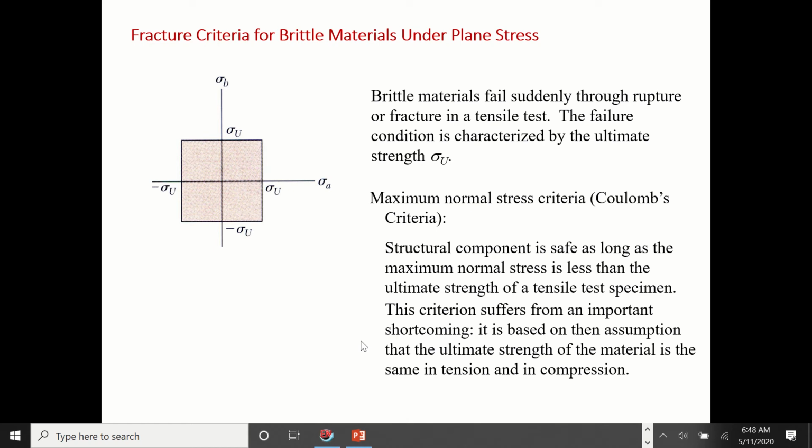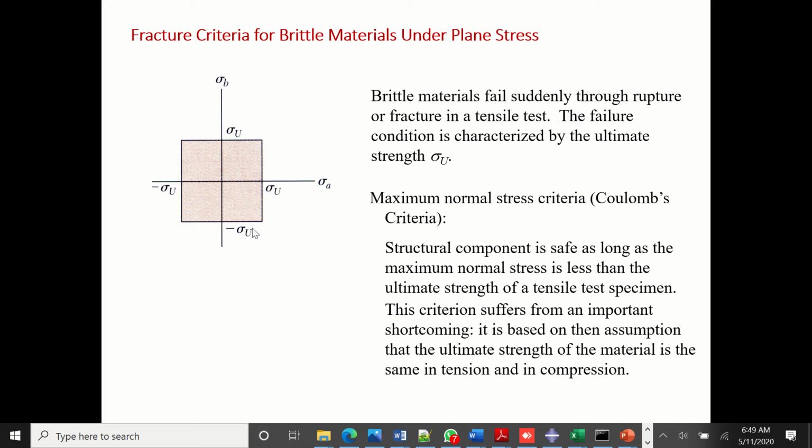So simply, we have the ultimate tensile strength. This is one principal stress, this is the other principal stress. If it is less than the ultimate tensile strength of the material, the point will lie inside these squares, and we will consider that as the safe state of stress. We can note that the ultimate tensile strength in tension and in compression is the same.